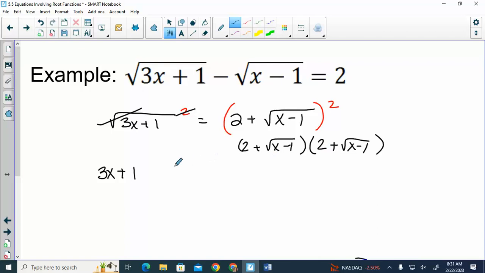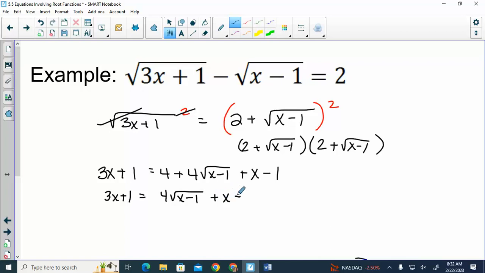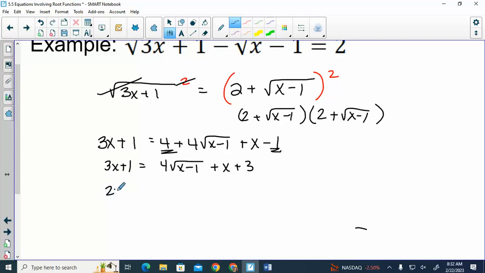So when we FOIL, 2 times 2 is 4, plus 2 radical x minus 1 plus 2 radical x minus 1 is 4 radical x minus 1. And radical x minus 1 times radical x minus 1 drops the square root. Okay, so we have 3x plus 1 equals 4 radical x minus 1 plus x plus 3. We add those like terms. So if we subtract the x, subtract the 3, we get to here. Are we okay to that point?